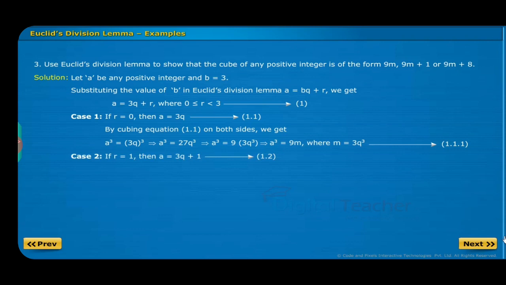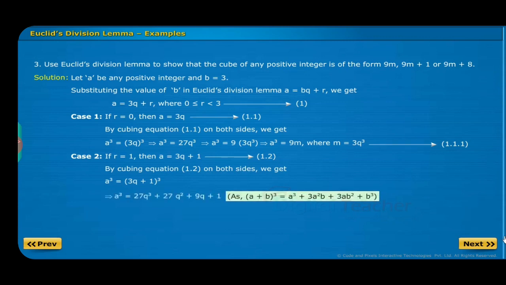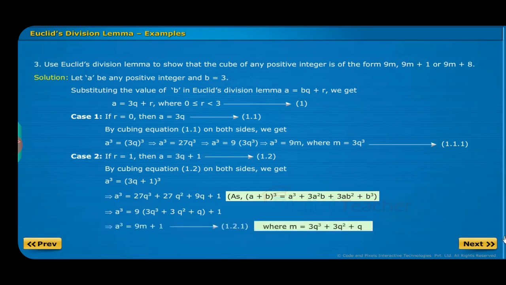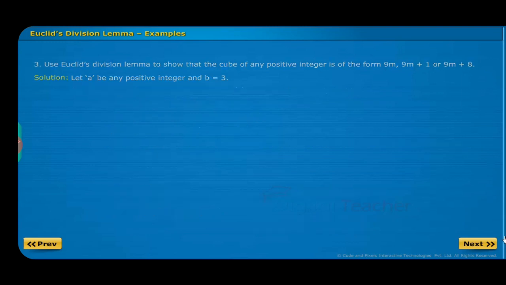Case 2. If r equals 1, then a is equal to 3q plus 1. By cubing equation 1.2 on both sides, we get a cube is equal to 3q plus 1 whole cube. As it is in the form of a plus b whole cube, we write it as shown. Now, by further solving, we get a cube is equal to 9m plus 1. Let us represent it as equation 1.2.1, where m is equal to 3q cube plus 3q square plus q.